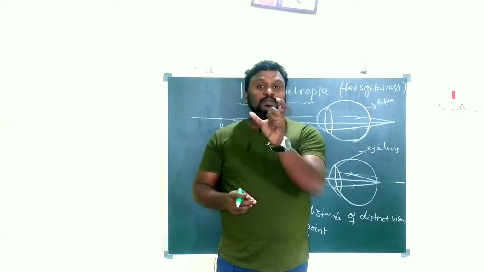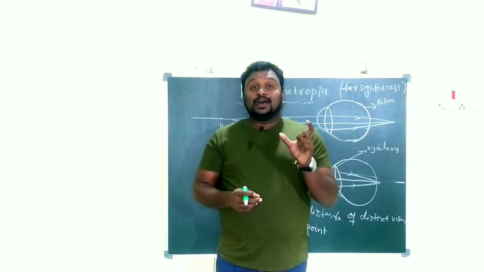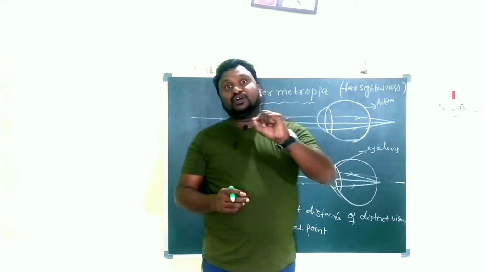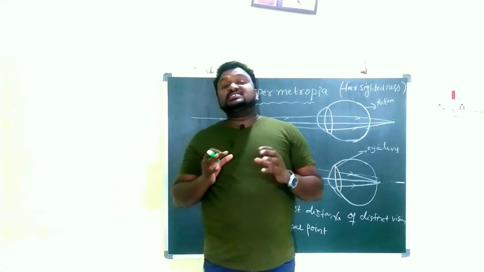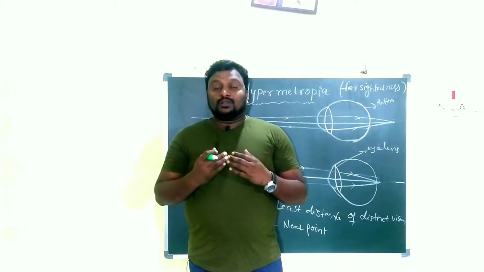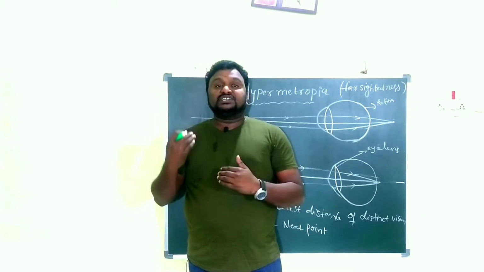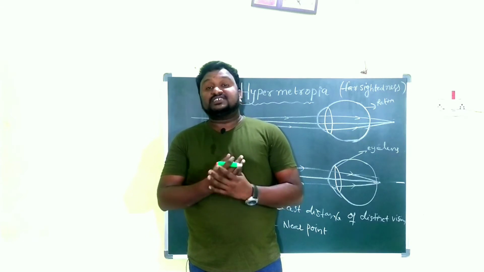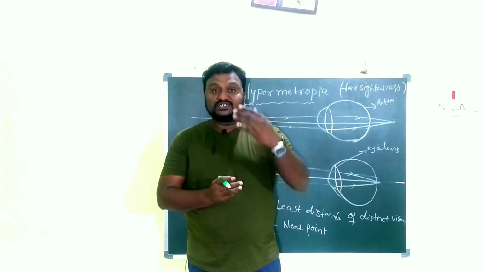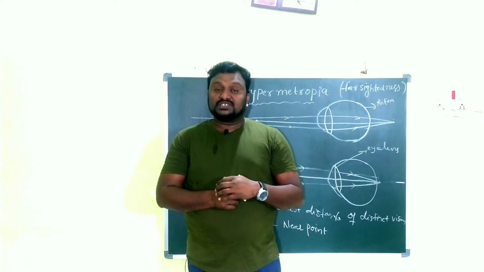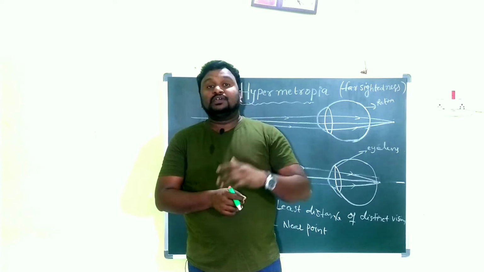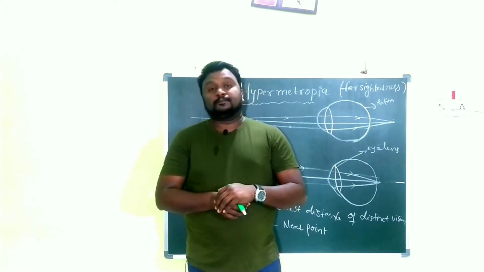And I clearly explained this in this playlist for you children, Human Eye and Colourful World. In that playlist, in the first video I explained the least distance of distinct vision. So the least distance of vision is how much? 25 centimeters. So for a healthy person, if the object is at 25 centimeters, he is able to see the object very clearly, and the eye lens can make the image on the retina without any strain.